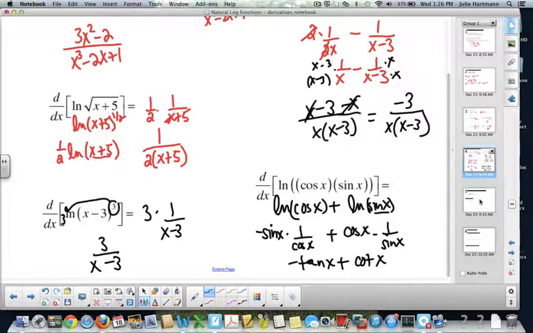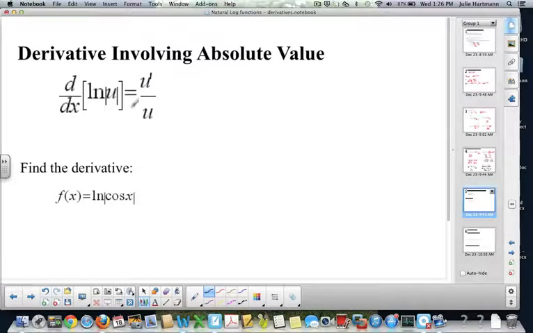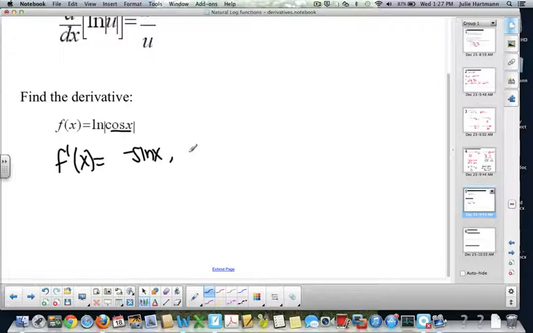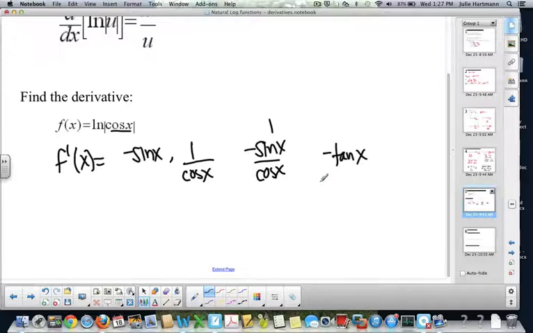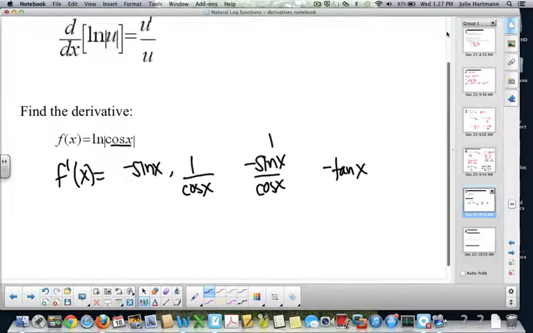So the next piece is derivatives involving absolute value. It's the same thing. All right. With these ones, you just do the derivative of the inside times 1 over the outside. Same thing. So f prime of x equals derivative of cosine is negative sine of x times 1 over cosine of x, or negative sine x over cosine of x, or negative tan of x. However you want to write that. Okay, now the reason why, I suppose I should explain that.